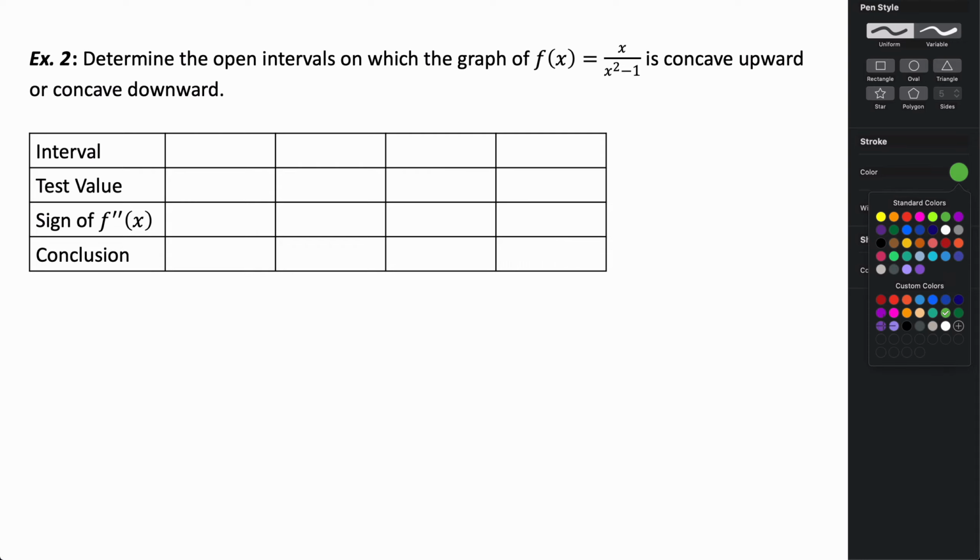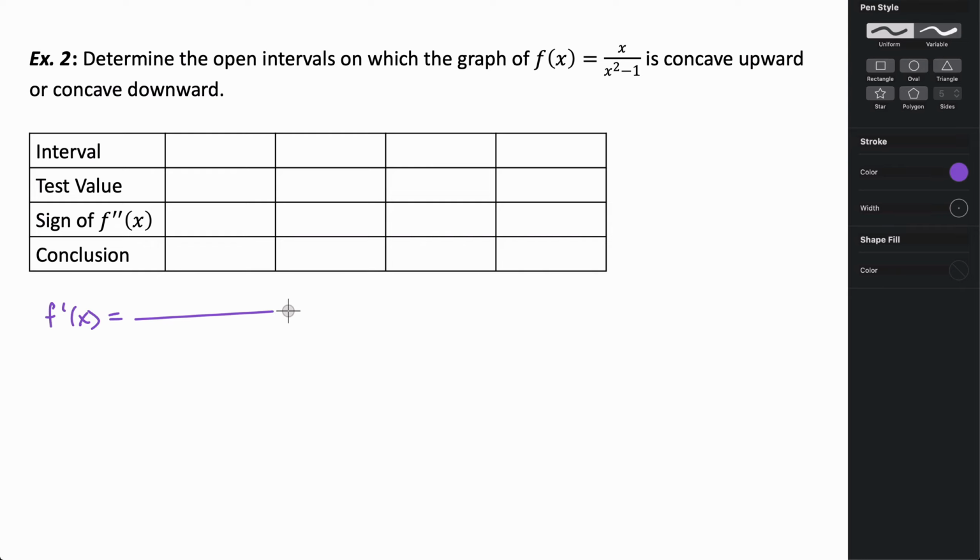Our goal is the same in the second example. We want to determine the intervals where this function is concave up and down. So we need to start by taking the derivative and actually taking the second derivative. So first derivative, we have to use quotient rule here.